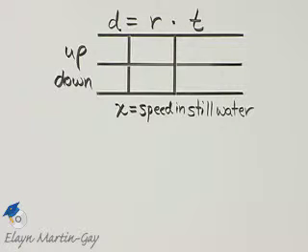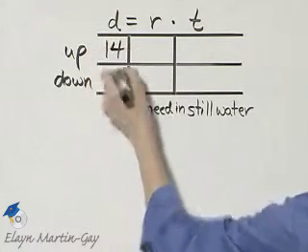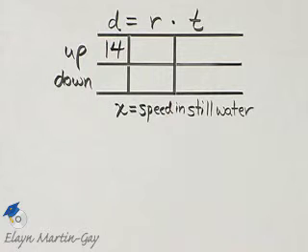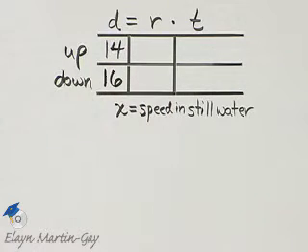Make sure you fully understand this problem. Notice we're going 14 miles upstream, so my distance upstream is 14, in the same time as 16 miles downstream, and I let x be what we are looking for, the speed of the boat in still water.